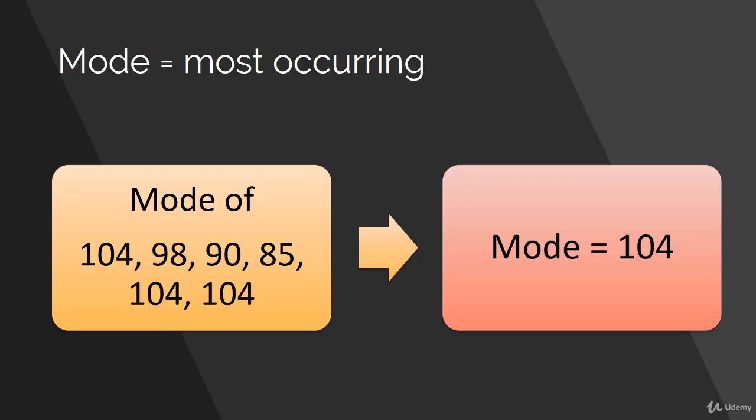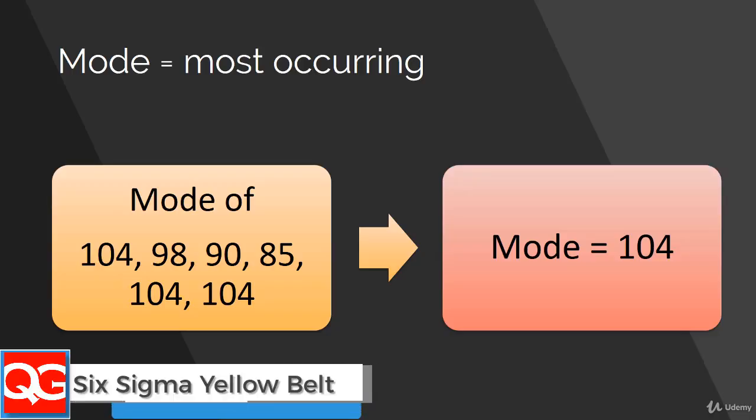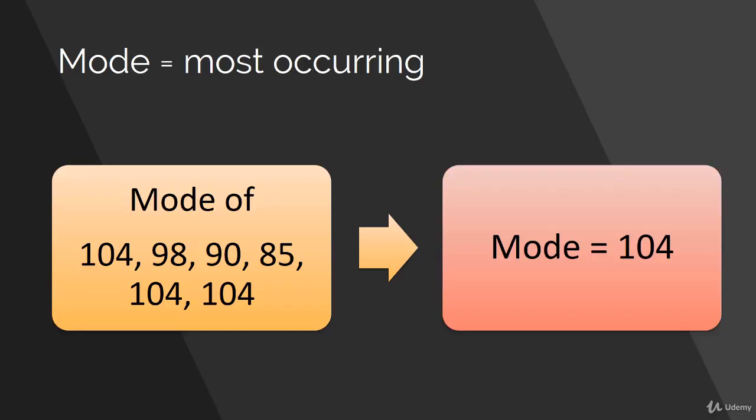So here is the third measurement of central tendency, which is the mode. Mode is the most occurring item. So if I look at these items 104, 98, 90, 85, 104, 104, what you need to do is check which of these numbers is most frequently occurring.